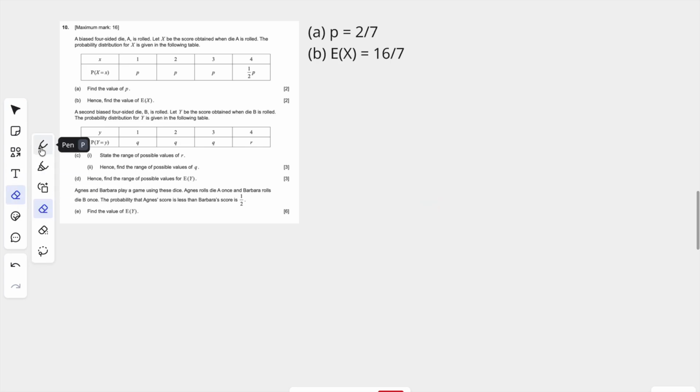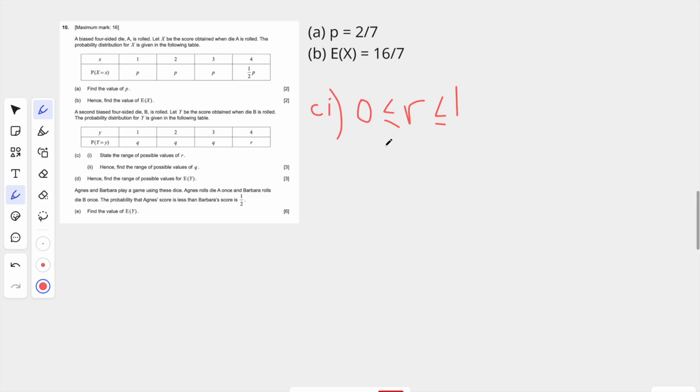Part C has given us another biased die, B, with a different probability distribution table with probabilities represented in terms of Q and R. For the first part of Part C, we have to provide the range of possible values that it can take in this distribution. Recall that any probability in a probability distribution can be between 0 and 1, so therefore R can be between 0 and 1.